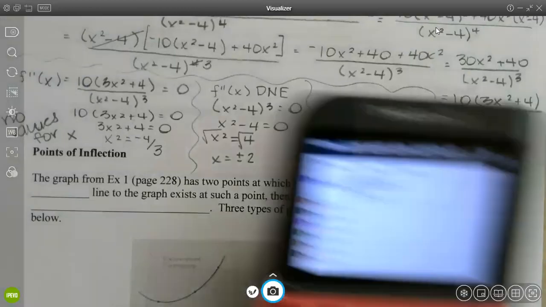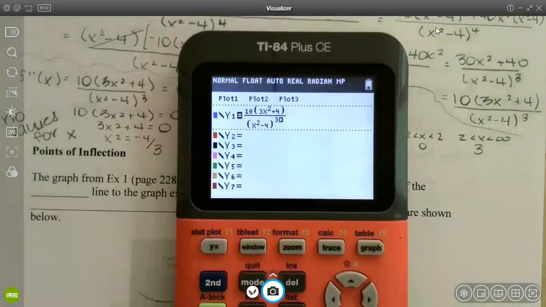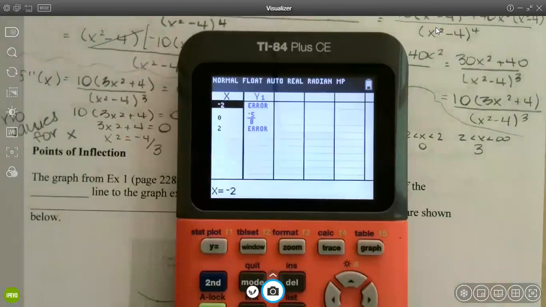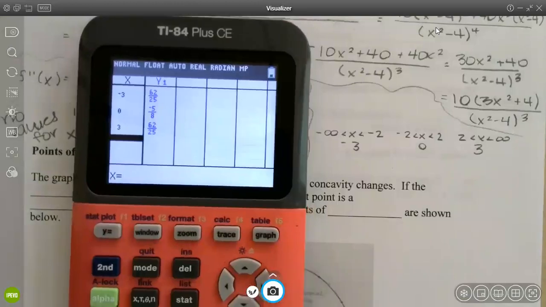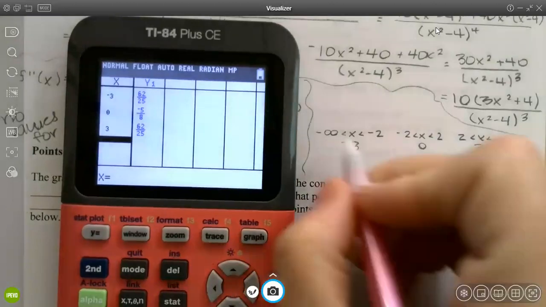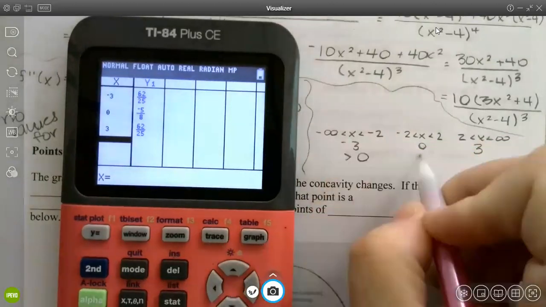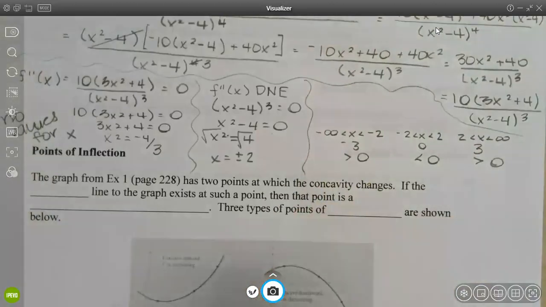We're going to put our second derivative in: 10 times (3x squared plus 4) over (x squared minus 4) to the third. We're going to ask about negative 3, 0, and 3. Again, it doesn't matter what the numbers are, just whether it's positive or negative. The first one is greater than 0. The second one is less than 0. The third is greater than 0. Can there be greater than 0, and then less than 0? Yes. So don't assume that it's going to alternate every time.